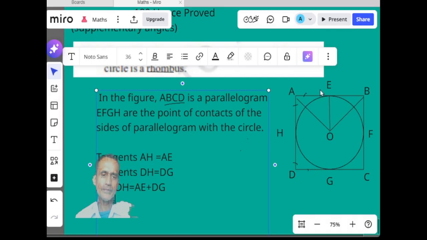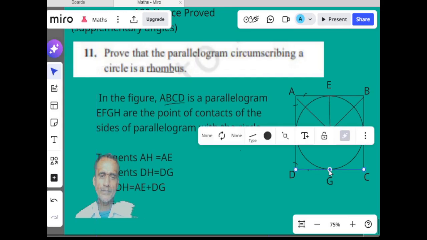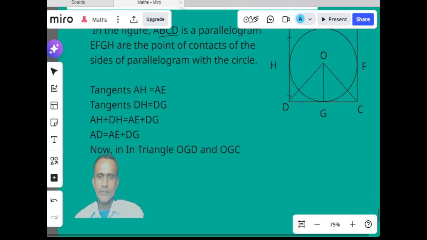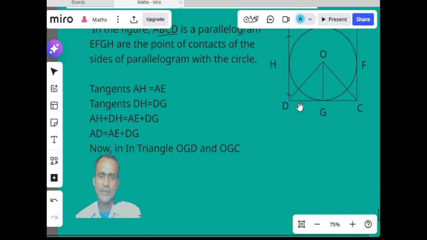What about AE and DG? Do you think that DG is equal to AE is equal to AB? DC is equal to AB because opposite sides of a parallelogram are equal. And DG is equal to half of DC. So we'll prove that DG is half of DC. So I'll redraw this figure. So I have redrawn the figure.